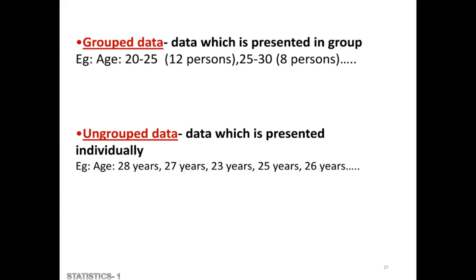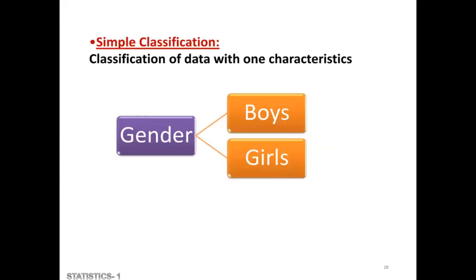The other one is ungrouped data, data which is presented individually. When you take individual numbers, it is called ungrouped data. When you take data in a class interval, it is called group data. The other one is simple classification. Classification of data with one characteristic feature is called a simple classification. For example, the gender can be boy or girl. So here it is a very simple classification.